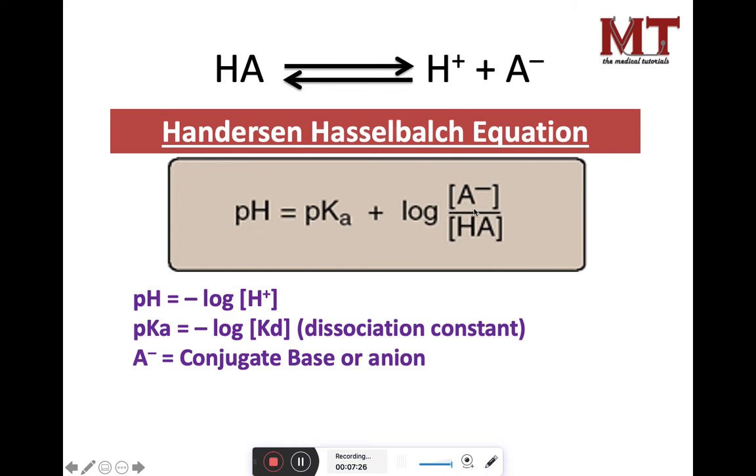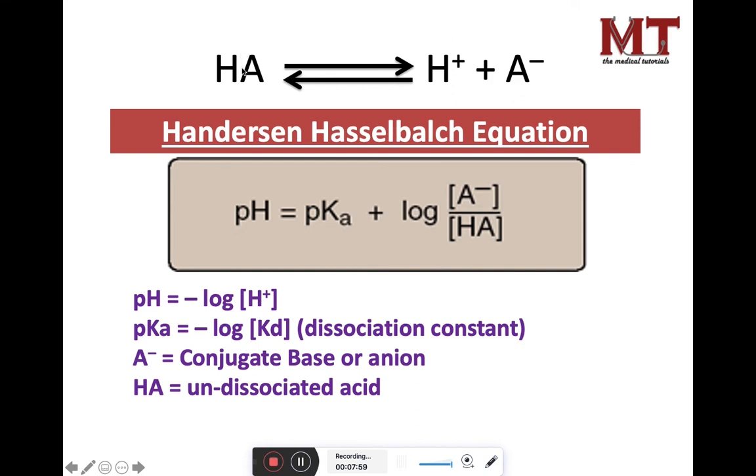A minus is the anion and HA is the undissociated acid. Now see here, because this is a reversible reaction, this anion can combine with the H+ to form the acid again. Technically speaking, this anion is a base, because anything that donates a proton is an acid, and anything that accepts a proton is a base. So this is called the conjugate base of this acid.